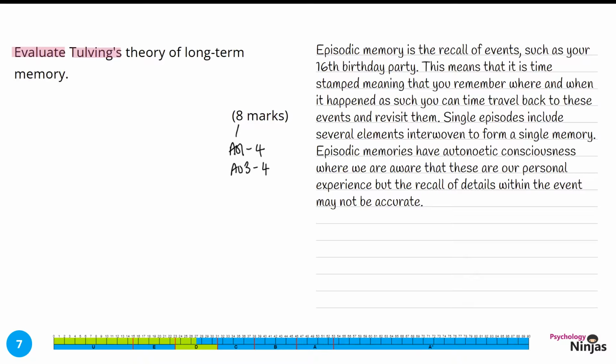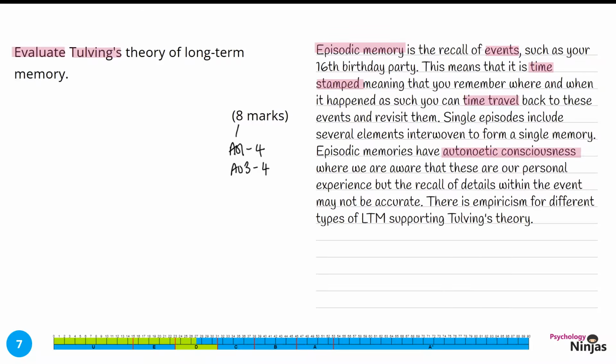We've clearly identified a concept within Tulving's theory of long-term memory by identifying a particular type of long-term memory, episodic memory. We've given specific details here, talking about these being about events, that these are time-stamped, and that we can time travel. We've gone even further by discussing their autonoetic consciousness and how this has broken down in terms of our episodic memories. We're then going to move into evaluation.